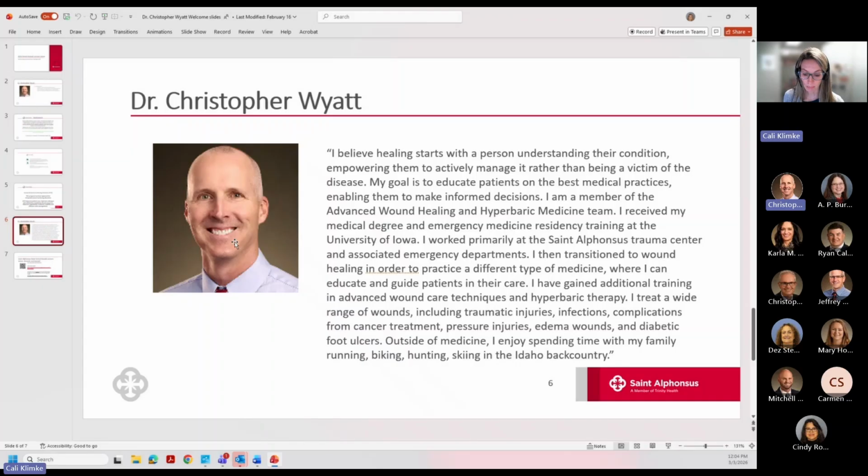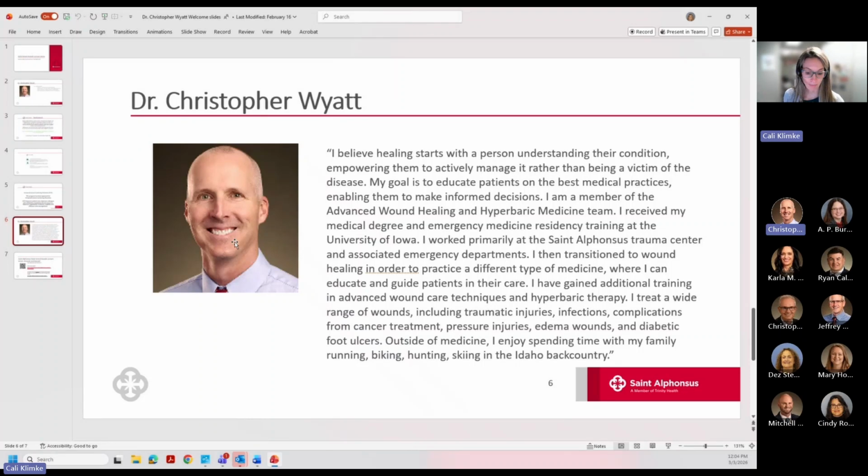Dr. Wyatt treats a broad spectrum of wounds, including traumatic injuries, infections, pressure injuries, edema-related wounds, and complications from cancer treatment and diabetic foot ulcers. Outside of medicine, he enjoys spending time with his family, exploring Idaho with running, biking, hunting, and skiing.